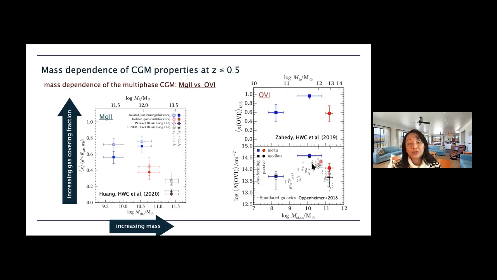And this is in comparison to simulation expectations, again, from one of Ben's papers back in 2018. Between O6 and magnesium II, you can see that they come from very different ionization states, but we see a general overall decline in terms of the incidence and presence of these ions as we move into the high mass regime.